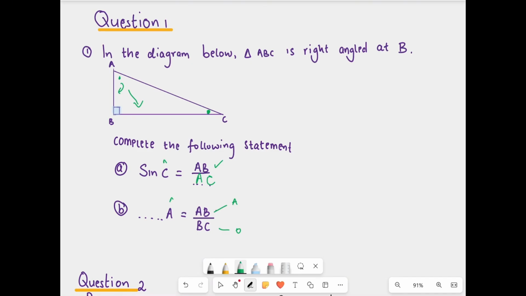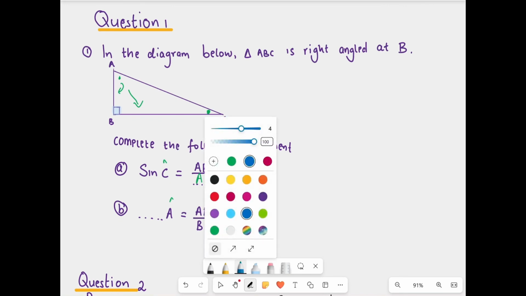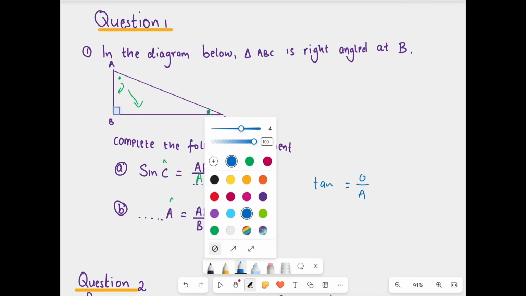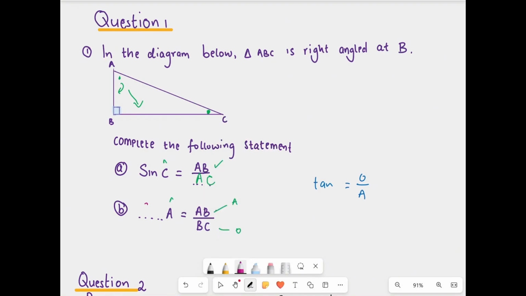So we can see that this is cot. Remember, cot is the reciprocal of tan, and tan of an angle is opposite over adjacent. Now, if I have adjacent over opposite, it is the reciprocal of tan, which is cot. So here we have cot A. So cot A is AB over BC, and then we are done with question 1. Let's move to question 2.